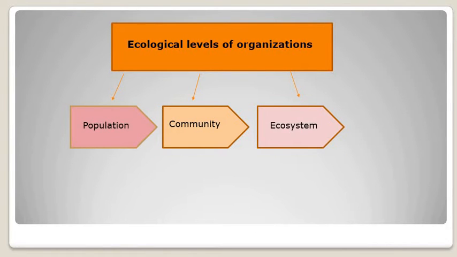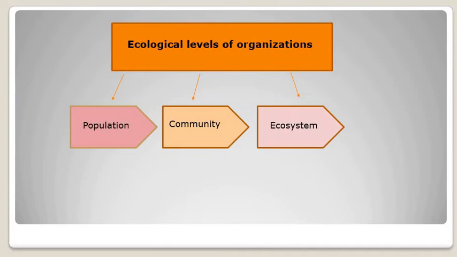Okay, now ecological levels of organization. Let's see the ecological levels of organization. We already studied ecology, the dynamic relationship of organisms with their physical environment and with each other. Now there are three basic levels of organization in ecology: population, community, and ecosystem.